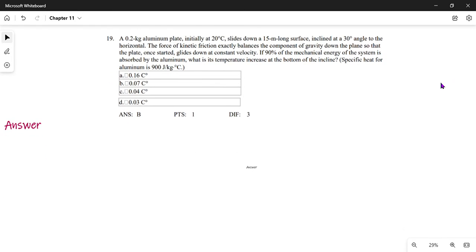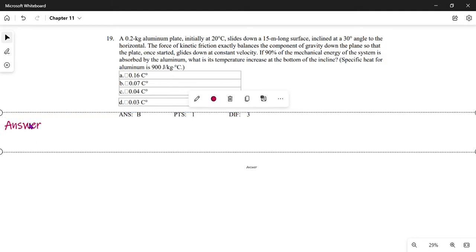Question number 19. He wants to know the change in temperature. The change in temperature is simply the basic rule, Q over the mass times the specific heat capacity. Q here we all know equals the kinetic energy plus the potential energy.